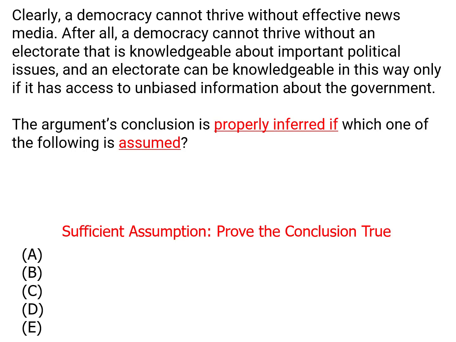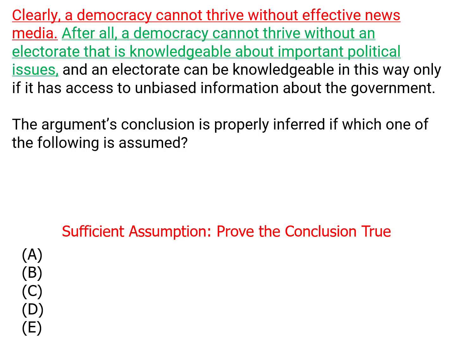Let's see what we're trying to prove and what the evidence we already have is. What we're trying to prove is the first sentence. Clearly, a democracy cannot thrive without effective news media. After all, our first piece of evidence, a democracy cannot thrive without an electorate that is knowledgeable about important political issues. And then the second half of this sentence is another piece of evidence. An electorate can be knowledgeable in this way only if it has access to unbiased information about the government.